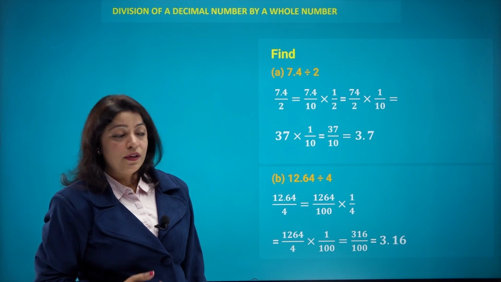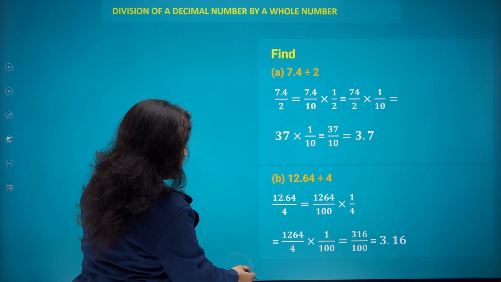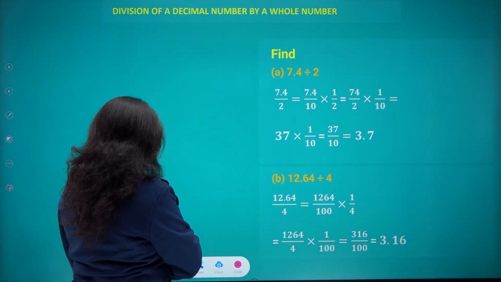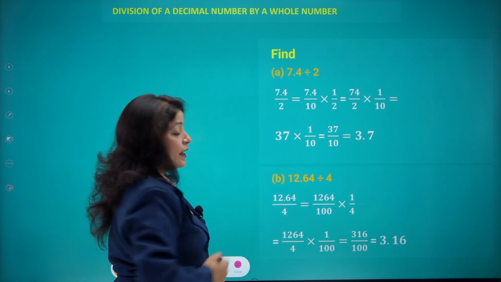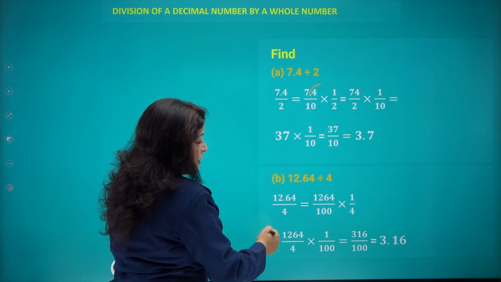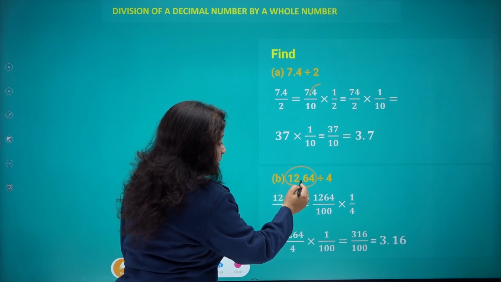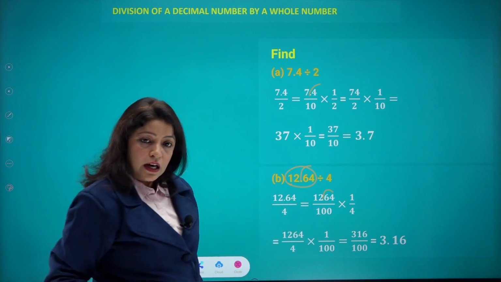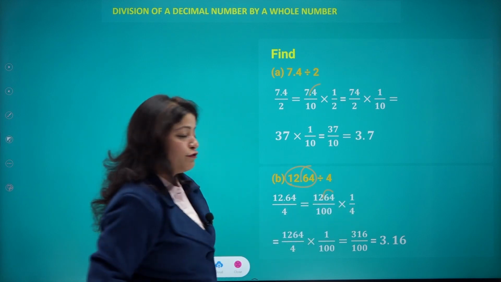Now, in the second example, we have 12.64 divided by 4. So, what we have to do in this case? Again, first of all, let us see how in other way it can be written. It can be written as 12.64 divided by 4 here. Now, I can write this 12.64 by removing this decimal and by dividing it by 100 here. And again, divide is converted to multiply by 1 over 4.